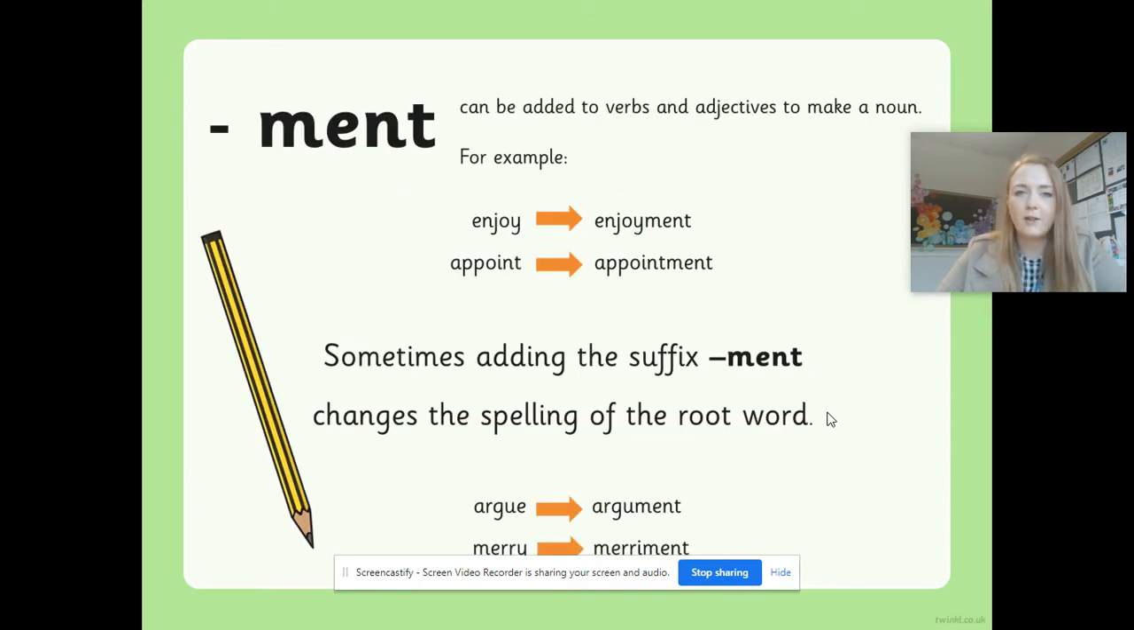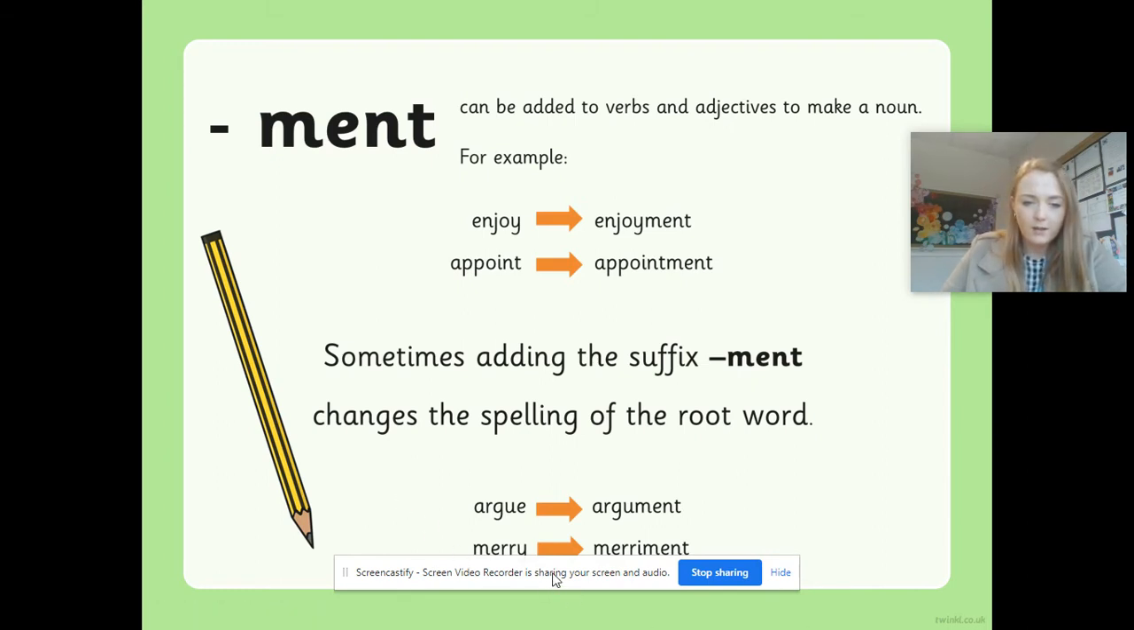Let's have a look at another suffix now. So the suffix ment can be added to verbs and adjectives to make a noun. For example, enjoy becomes enjoyment, appoint becomes appointment. And sometimes adding the suffix ment changes the spelling of the root word.